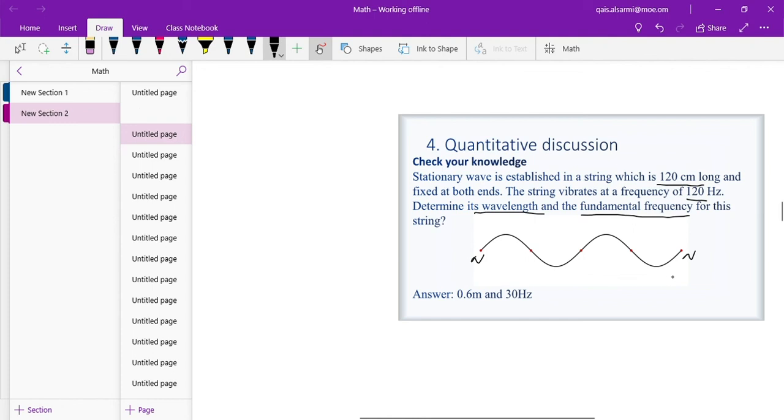At this moment, particles are vibrating with 120 Hertz, but what could be the minimum frequency for particles in this specific string? And we are also going to calculate the wavelength. Now, if you closely look at the picture of the standing wave, you will find that there are 1, 2, 3, 4 antinodes. So 4 antinodes means this is the fourth mode of vibration. So I can say n equals 4.